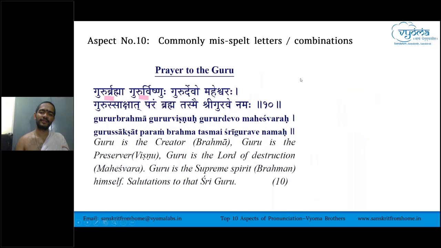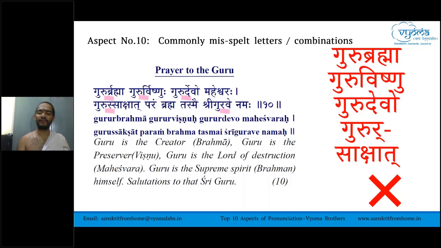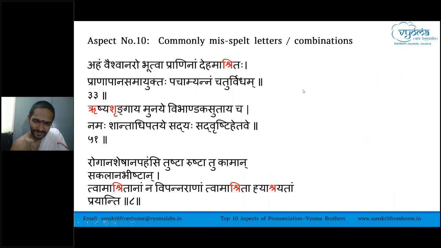Same thing. Gurave Namaha. Gurur Devo Maheshwaraha, that Rakara. So it is not Guruve, it is Gurave. Many people say Guru Brahma, Guru Vishnu, Guru Deva. It is Gurur Brahma, Gurur Vishnu, Gurur Deva. Then it should not become Gurur Sakshat. It is Guru Sakshat, because there was no Rakara, it should not become Rakara here also. It is Guru Sakshat Param Brahma. These are examples.